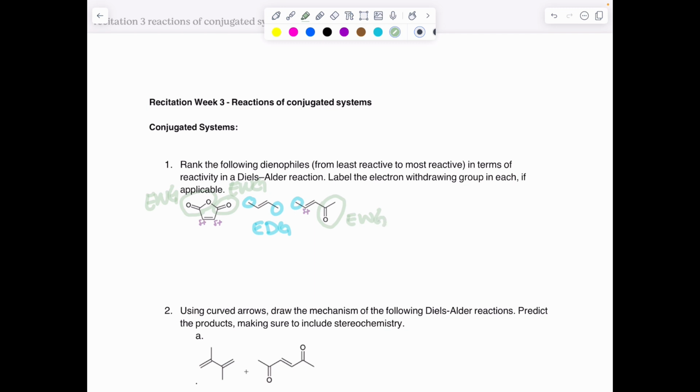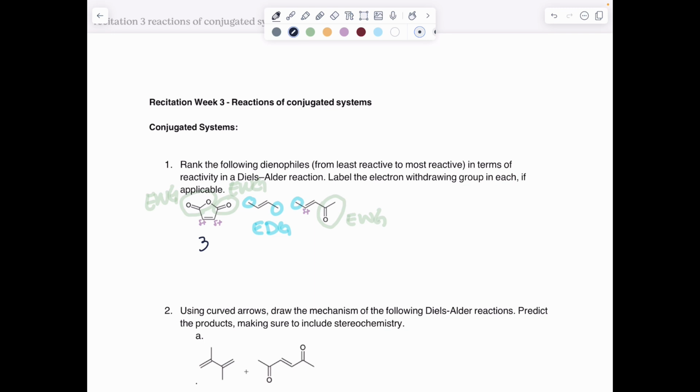So now, whether or not the donating and withdrawing groups are activating or deactivating, we have to think about the mechanism for a second. The dienophile is going to be attacked by the diene, which means that the thing that is more electropositive, or in other words has less electron density in the double bond, is going to be more reactive. So the thing with the most reactivity is the thing that has the two withdrawing groups. This is going to be most reactive. So in this case, it would be 3 because we're going from least to most.